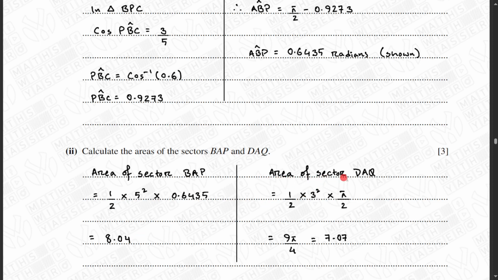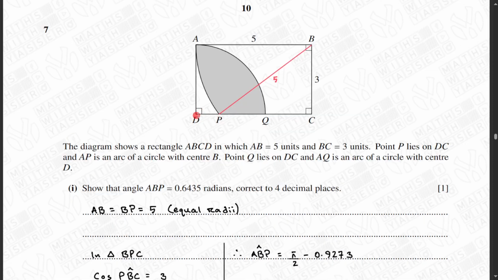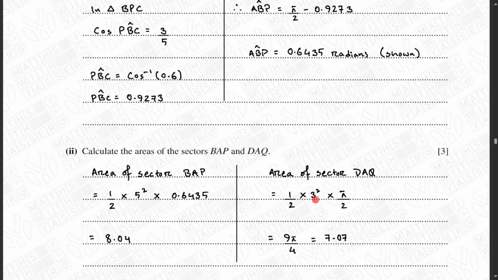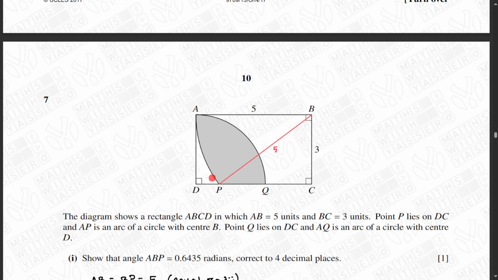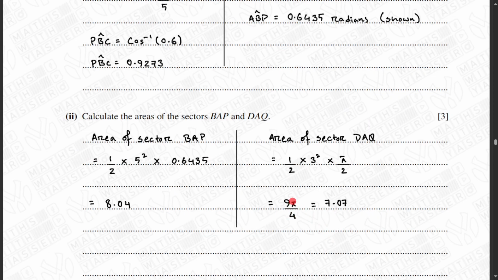And for the area of the sector DAQ, DA is the radius and DQ is also a radius. DA is equal to 3 because this whole thing is a rectangle. So it will be half times 3 squared times pi by 2. The theta is pi by 2, as you can see, the angle of this sector is pi by 2. So that gives us 9 pi by 4, which is the exact value, and in decimals it will be 7.07.